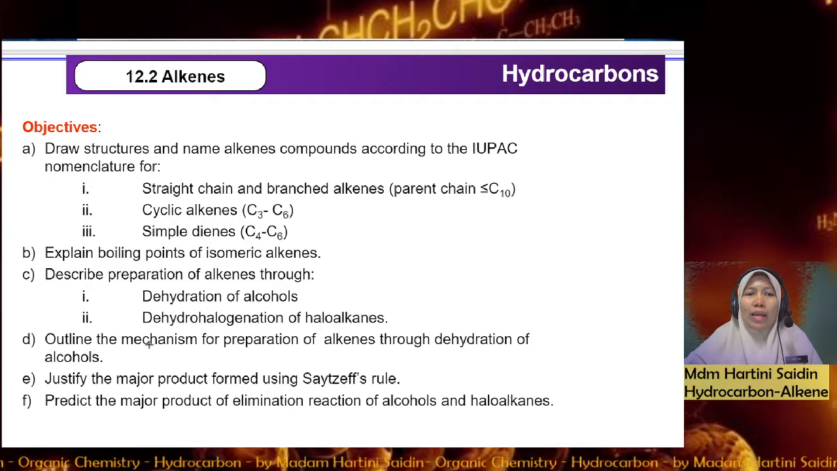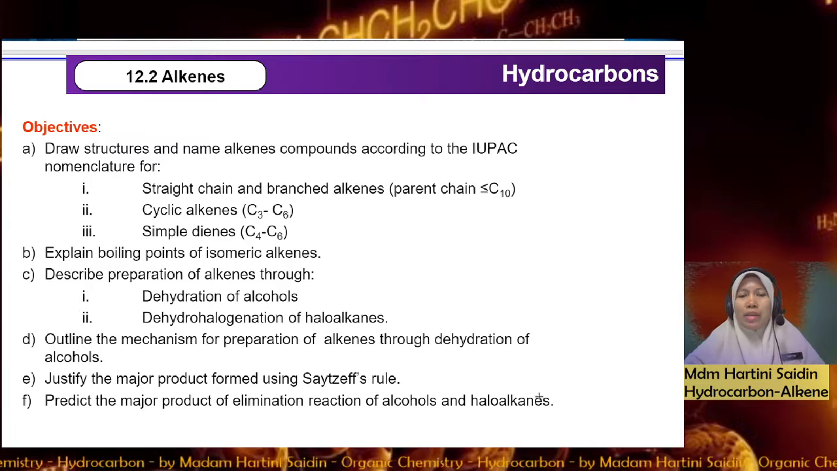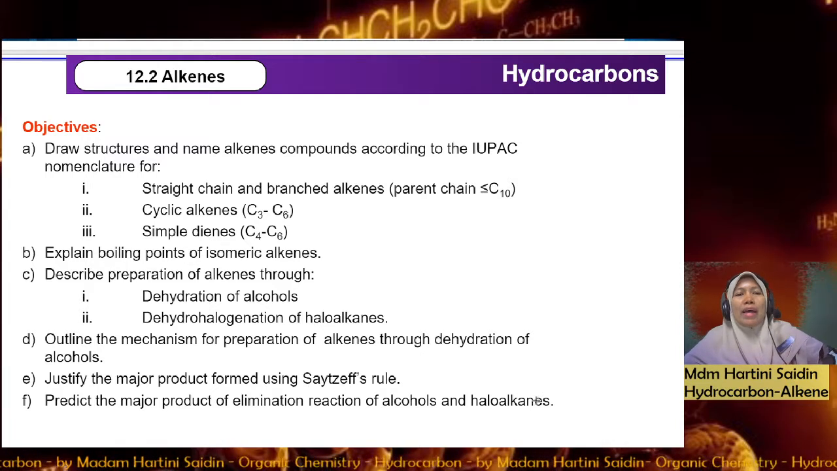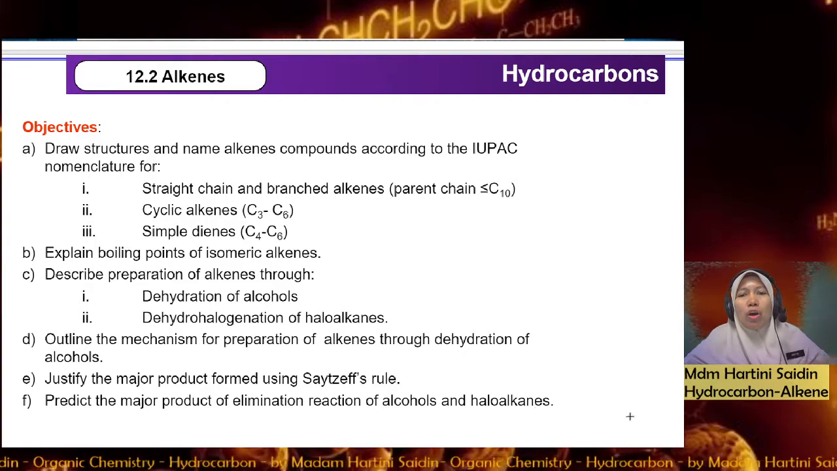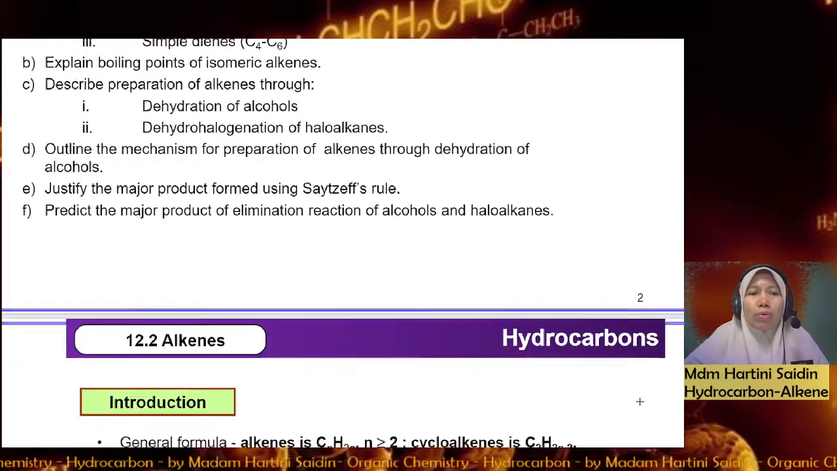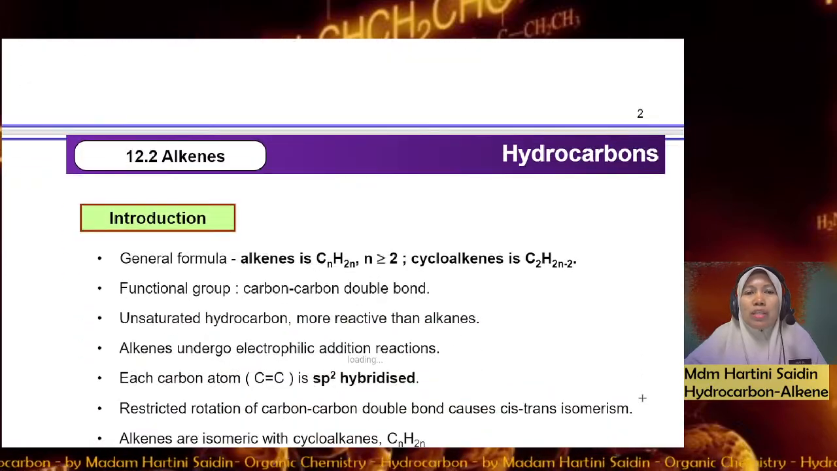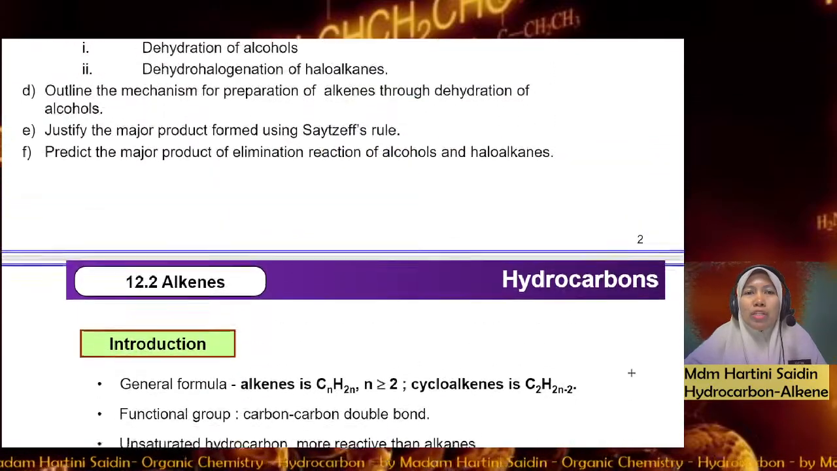D, outline the mechanism for preparation of alkenes through dehydration of alcohols. E, justify the major product formed using Zaitsev's rule. And F, predict the major product of elimination reaction of alcohols and haloalkanes. So now kita tengok kepada the introduction in alkenes.